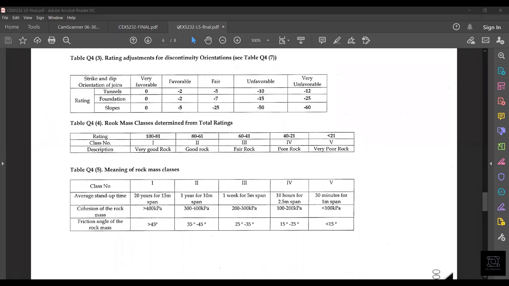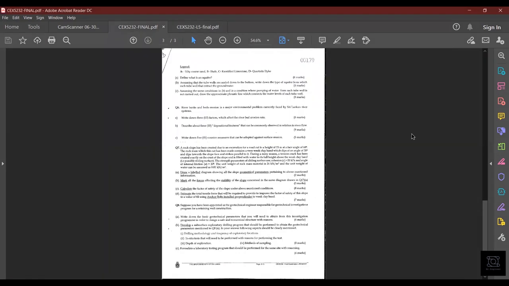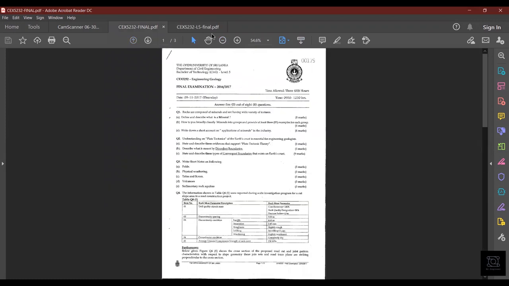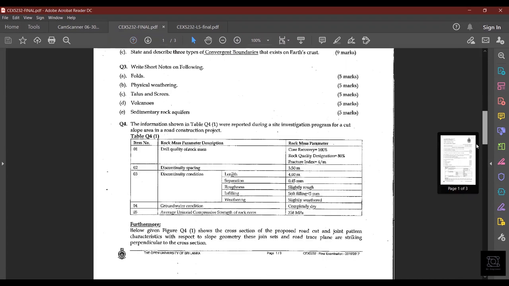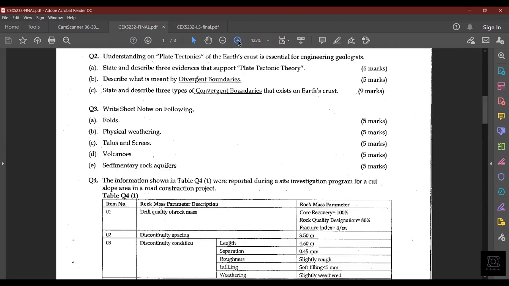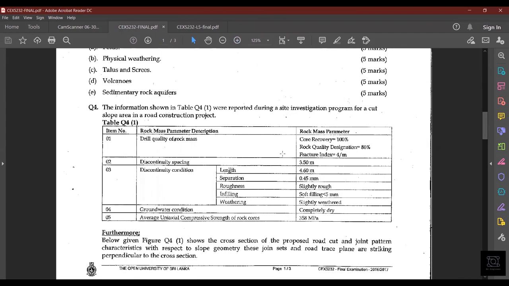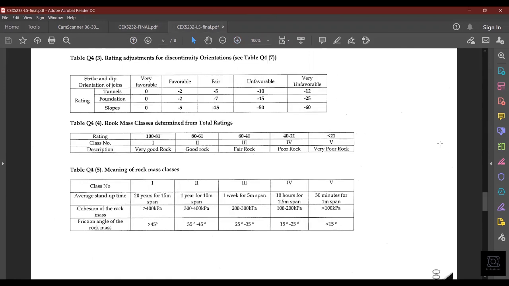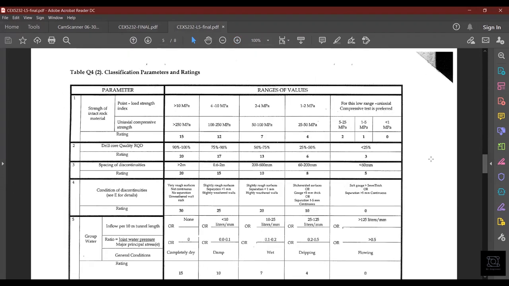So if we see the 2000 paper, let's say another paper, this one. I'm going to write on the PDF itself. There are certain values directly given, so you can use your chart. The RQD value is 80%. If you see the chart, if the RQD value is within 80%, RMR is 20. You can observe here, this is 20. I'll just quickly go through the values in the chart, mark some of them, and we will write them down later.